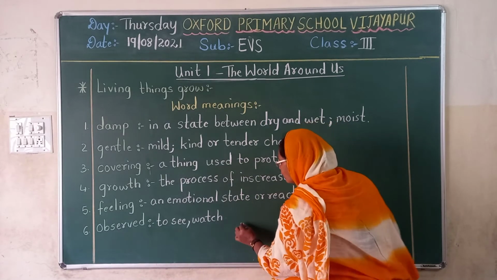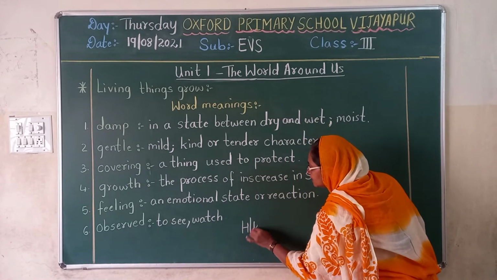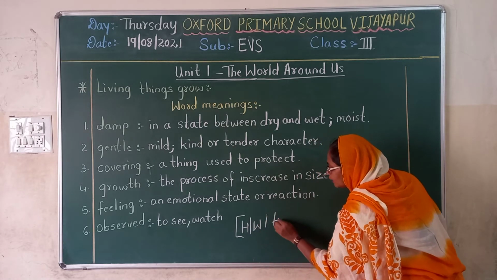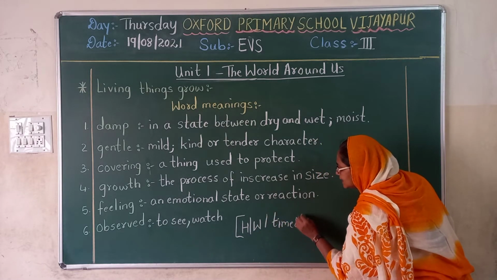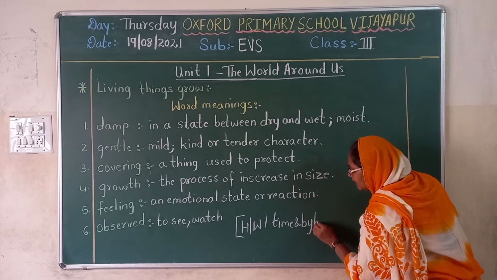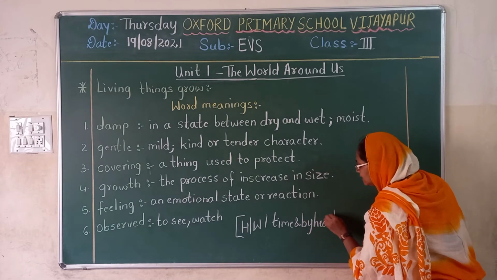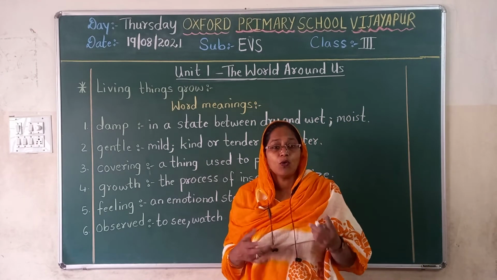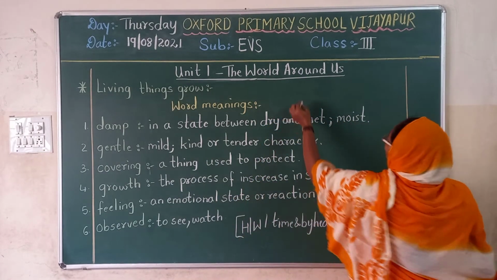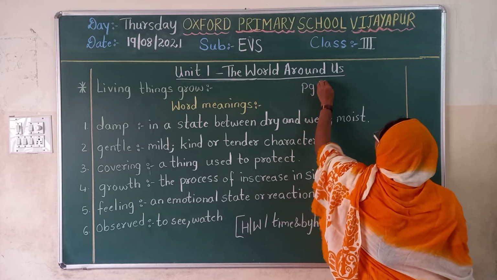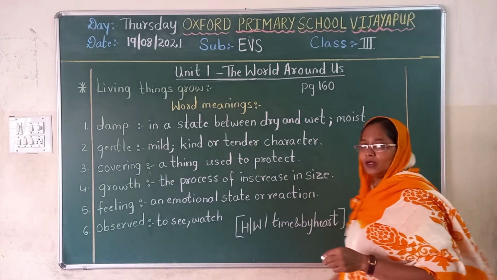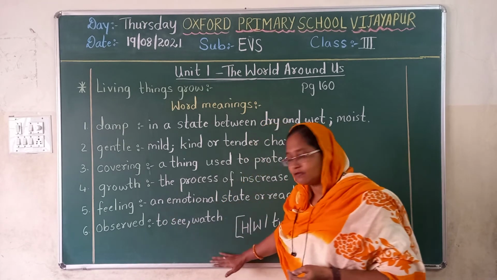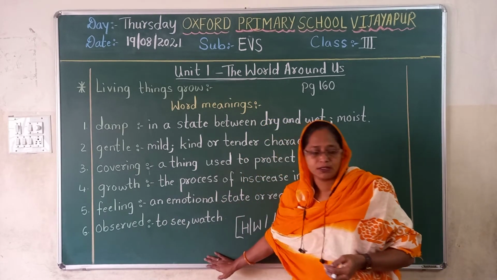So note down your homework. You have to write this one time very neatly, and you have to learn these word meanings by heart. Children, make a habit of learning word meanings by heart. Okay. Now what will we do? We will open page 160 from the textbook and we will do the reading. Okay children? Pause this video and do your work.